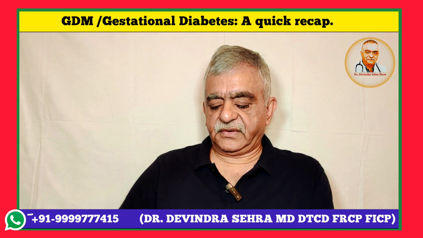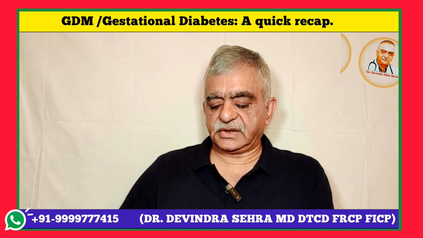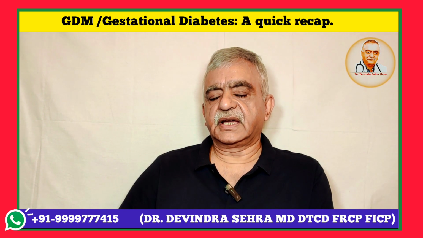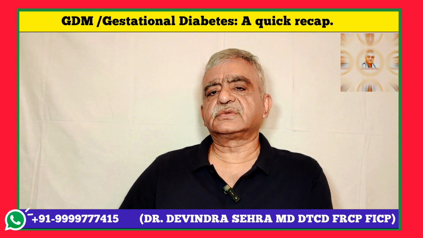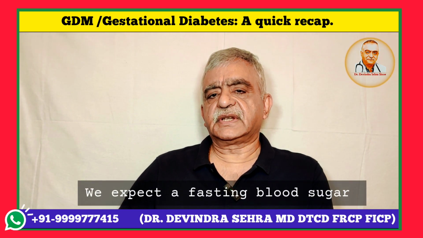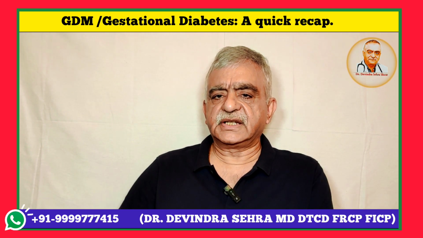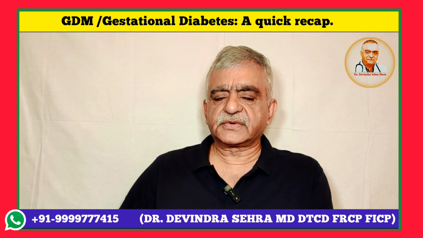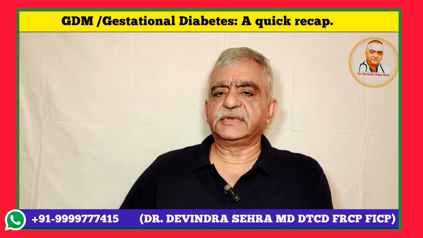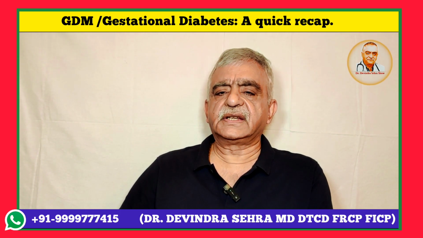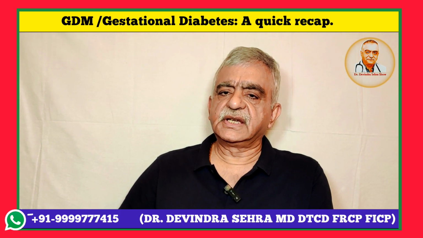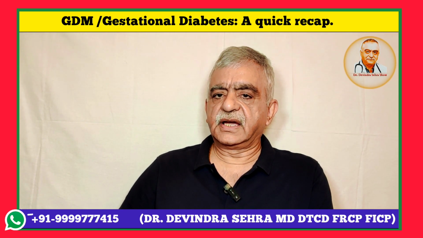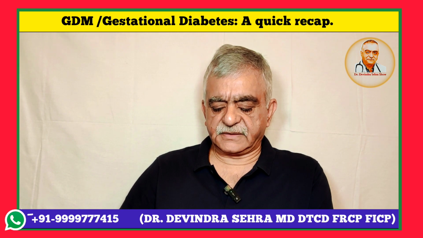What is the level of accepted sugar in these women of GDM? This is an important question, but leave it to your doctor. We accept a fasting blood sugar of about 95 milligram percent, 140 after 1 hour of a meal, and 120 milligram of sugar after 2 hours. I'll repeat: 95 fasting, 140 after 1 hour, and 120 after 2 hours.